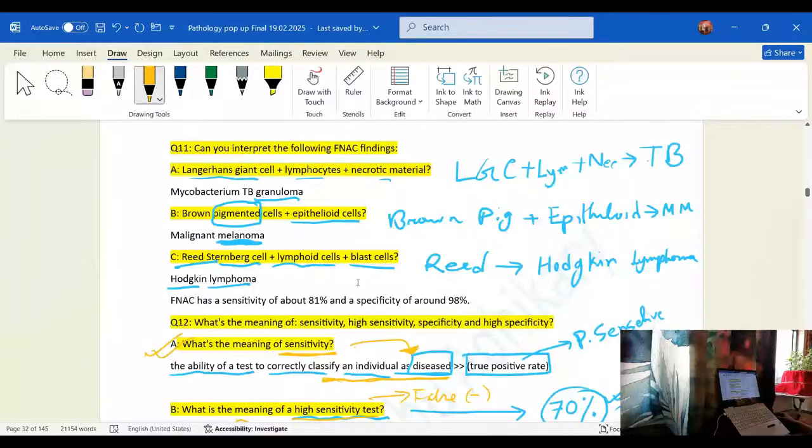Necrotic material. This is a Langerhans giant cell, with lymphocytes and necrotic material. This is a Mycobacterium tuberculosis granuloma.